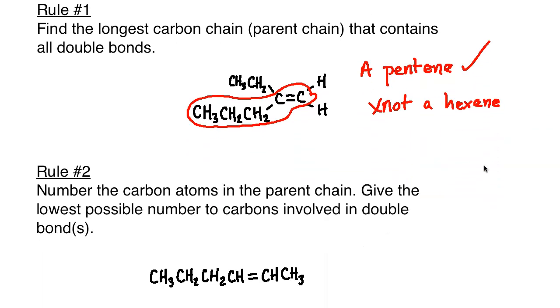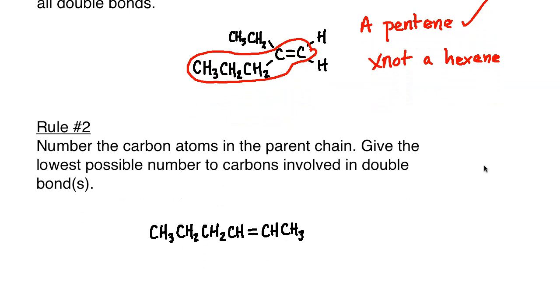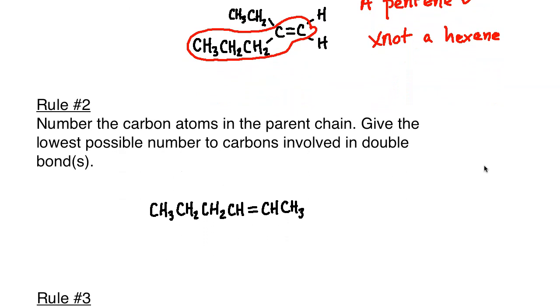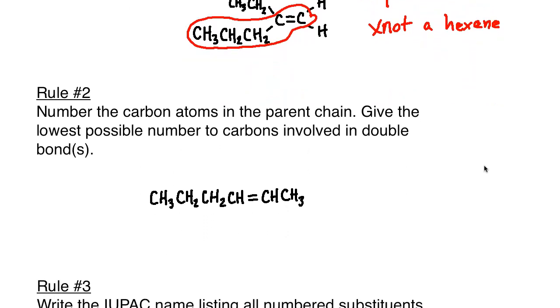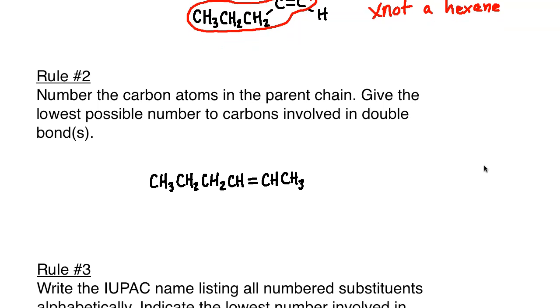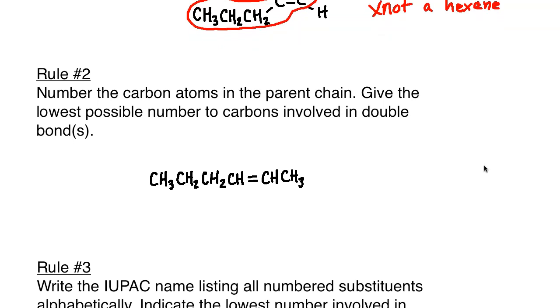All right, rule number two is that you need to number the carbon atoms in the parent chain, giving the lowest possible numbers to the carbons involved in the double bond. With regular IUPAC naming of alkanes, you would still have to be numbering, but we're just giving the lowest set to all substituents. Here we're prioritizing the double bond. It should be obvious which way we want to number this, but we will show both ways.